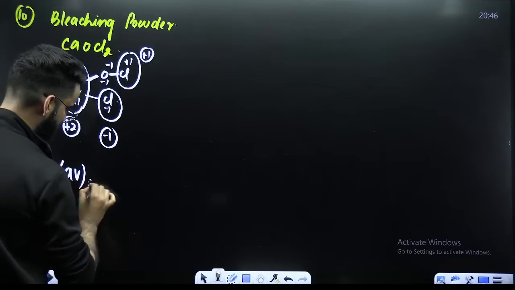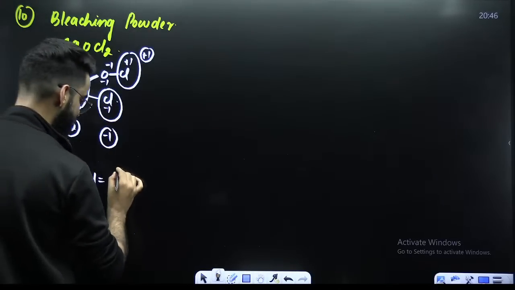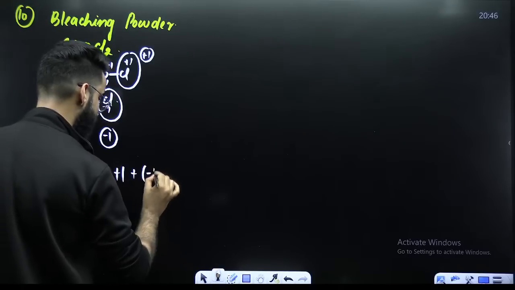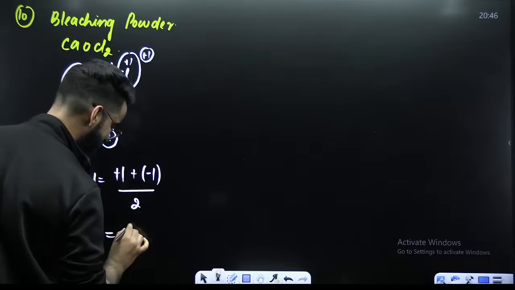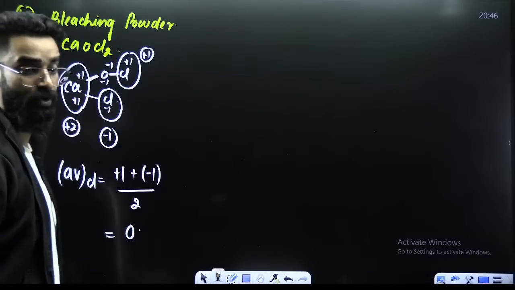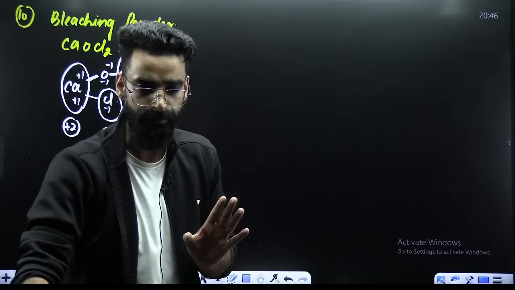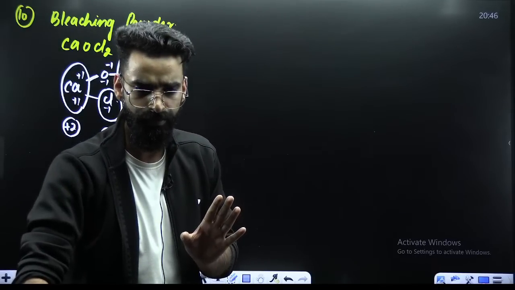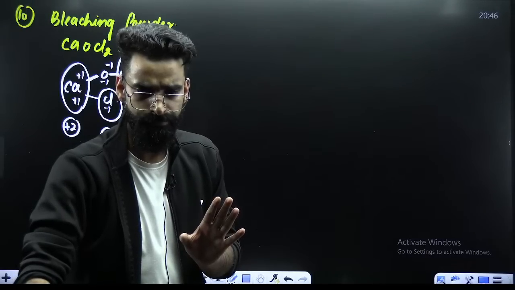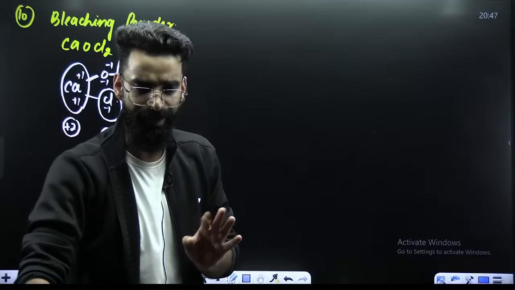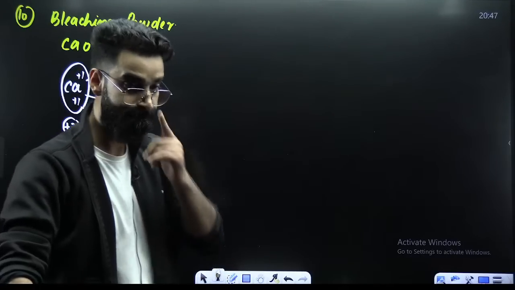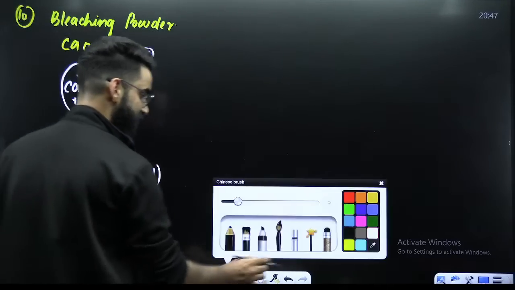Average oxidation state of chlorine here will be: the first one is carrying plus 1, the second one is carrying minus 1. There are 2 chlorine atoms. Net charge is 0. Right? So the average oxidation state of chlorine in bleaching powder is going to be 0. Right? Am I clear till here, people? This was your bleaching powder.